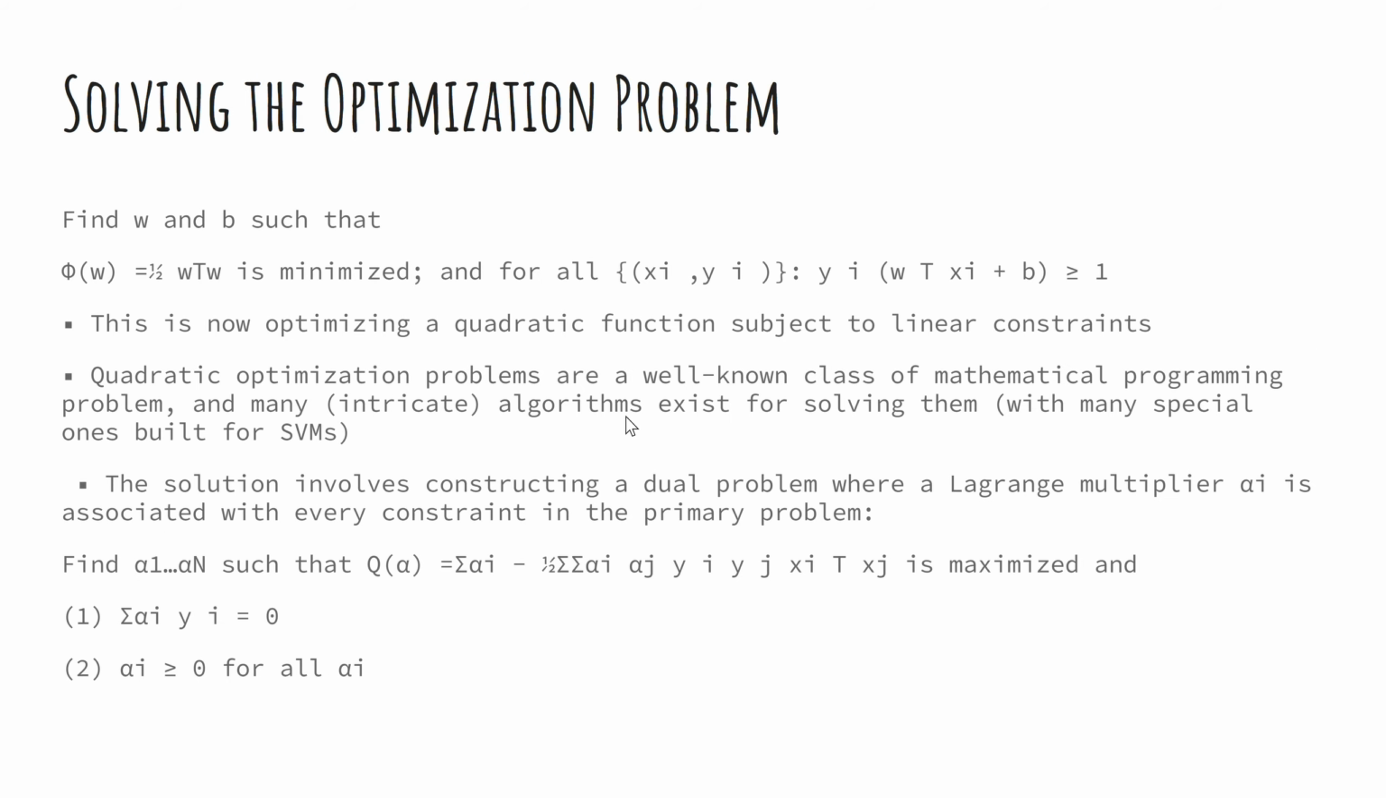Find w and b such that Φ(w) = 1/2 wᵀw is minimized, and for all (x_i, y_i), y_i(wᵀx_i + b) ≥ 1. This now optimizes a quadratic function subject to linear constraints.